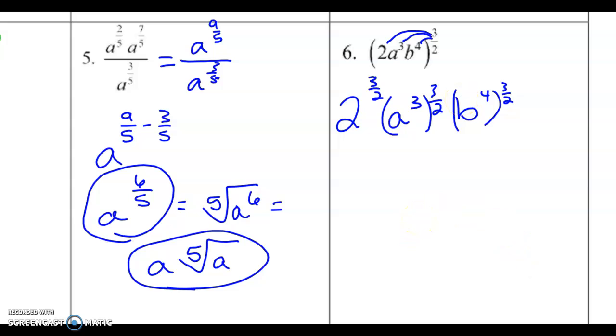Okay. So for that 2, let's just leave it that way for a little bit, and we may adjust it here in a little bit. So for the variables, think of that as over 1, so we can combine these exponents. So let's just leave it 2 to the 3/2 power. And then we've got a to the, we multiply the tops, 3 times 3 is 9, 1 times 2 is 2. And then b, we've got 4 over 1, so 4 times 3 is 12, 1 times 2 is 2, 12 divided by 2 is 6, or you can cross reduce, b to the 6th.